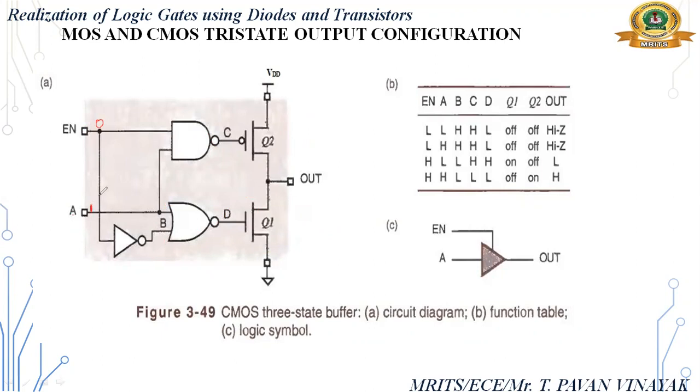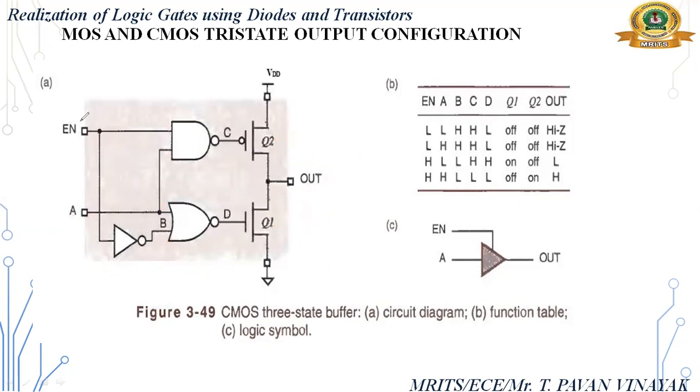Input 1. And observe here, this is 0, this is 1. 1, 1 means, for NAND gate, output is NOR. Output is 0. 0, 1 is output 1. Again, this is R. So output is high impedance. Output is high impedance.